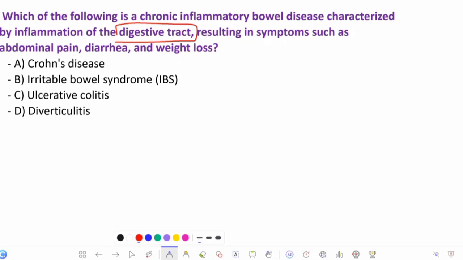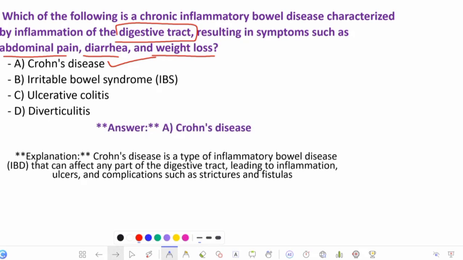Which of the following is a chronic inflammatory bowel disease characterized by inflammation of the digestive tract, resulting in symptoms such as abdominal pain as the first symptom, diarrhea as the second, and weight loss as the third? The options are Crohn's disease, irritable bowel syndrome, ulcerative colitis, diverticulitis. The correct option is Crohn's disease. So Crohn's disease is characterized by abdominal pain, diarrhea, and weight loss. It is the inflammation of the digestive tract.